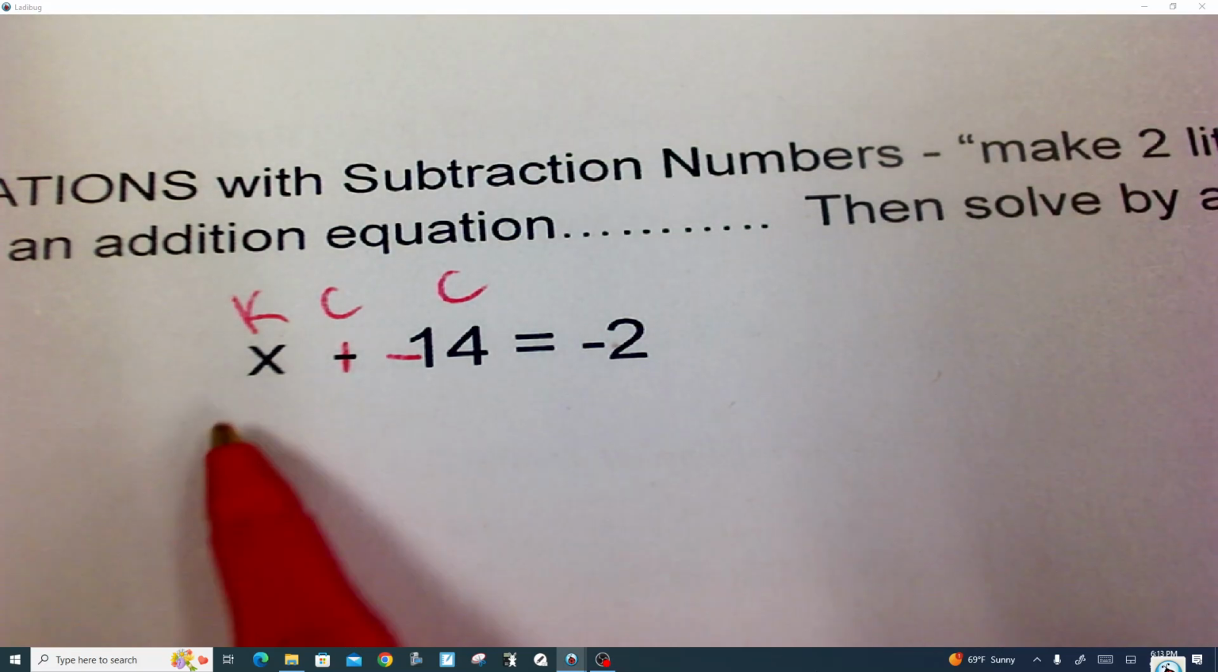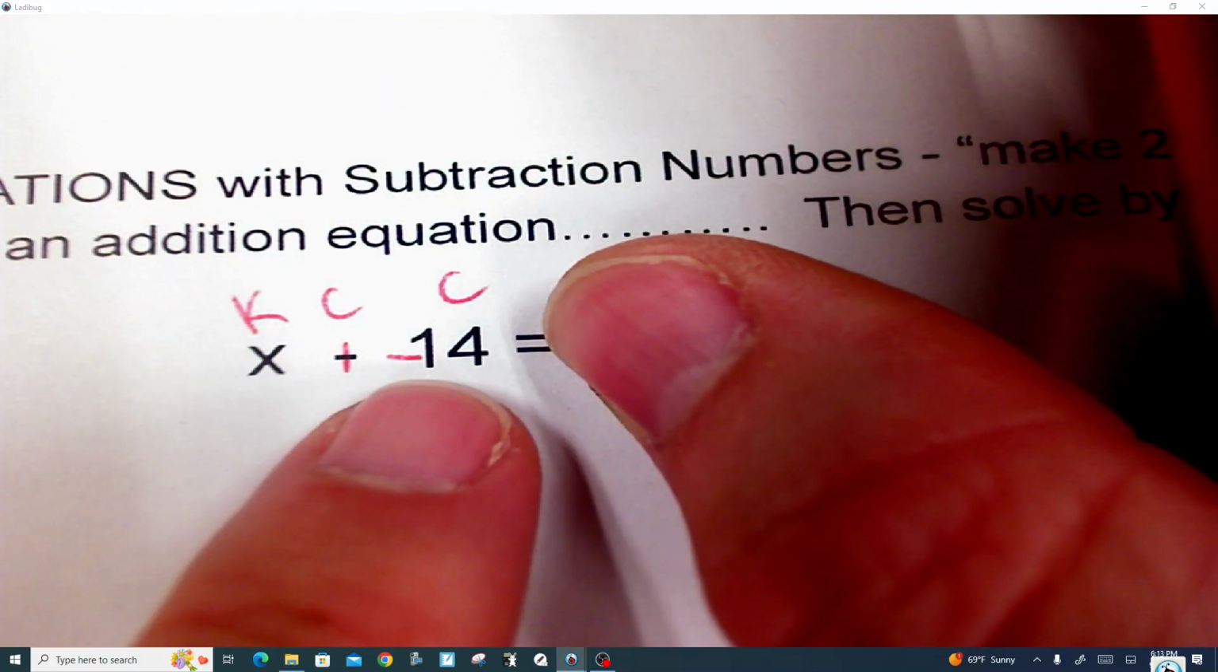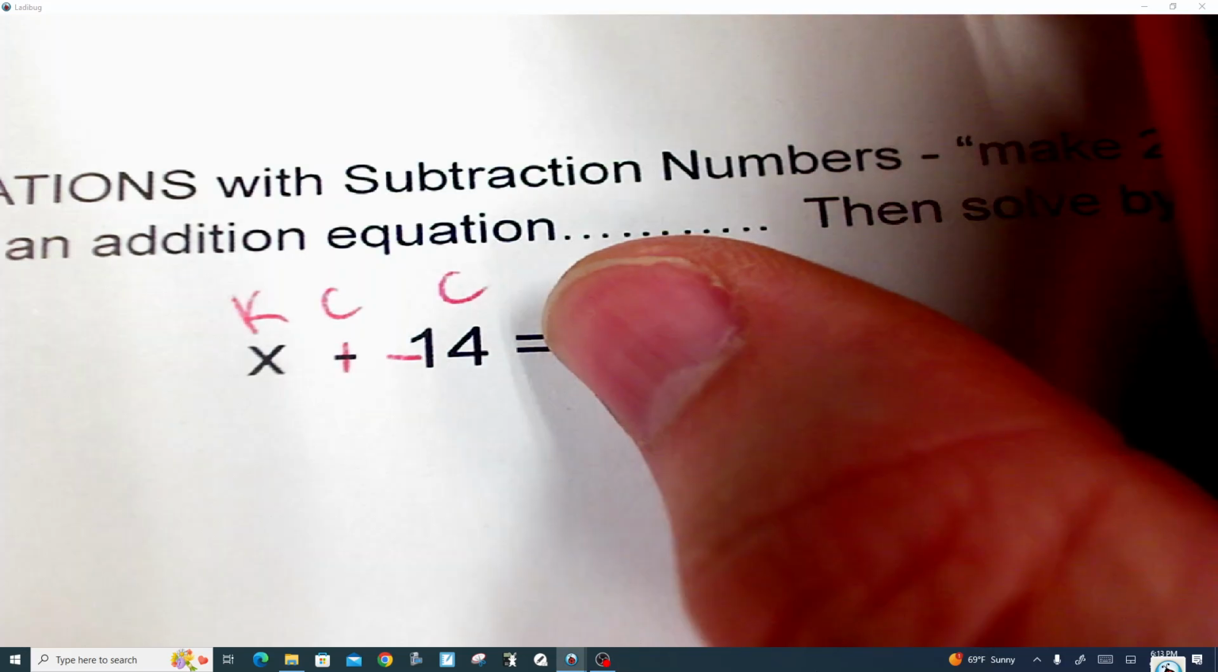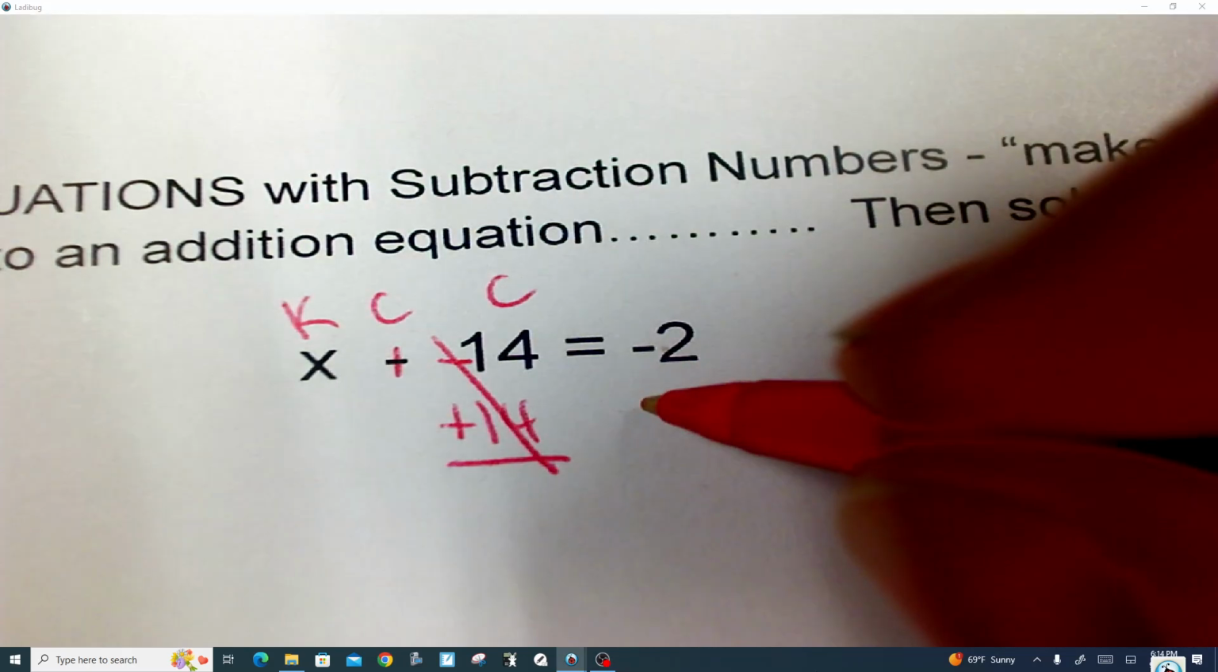And so there is our variable on the left side. That means we don't care about the negative 2. We want to get rid of that negative 14. So please just add positive 14 to both sides.